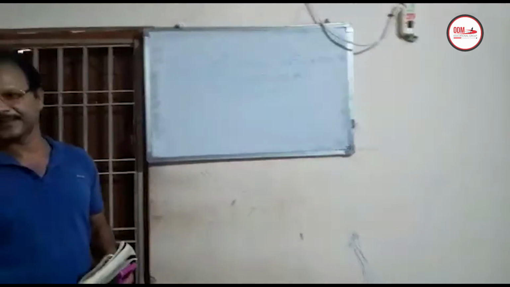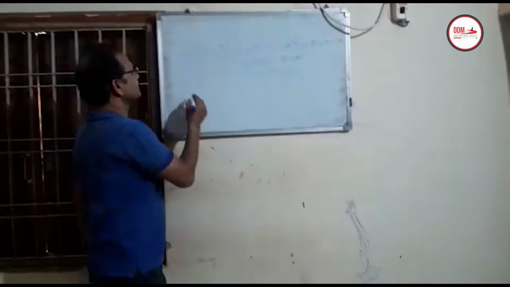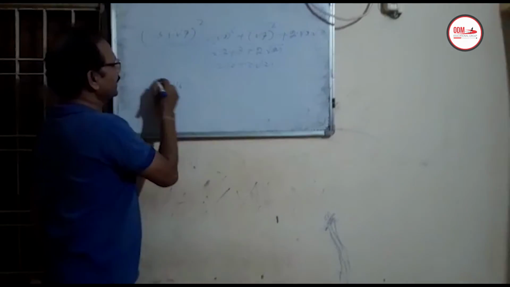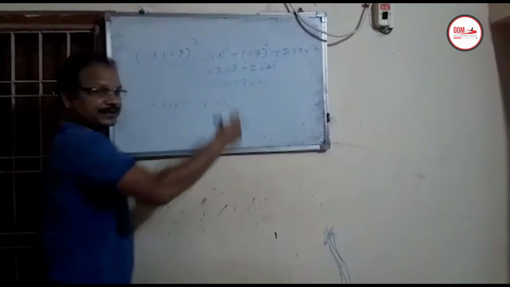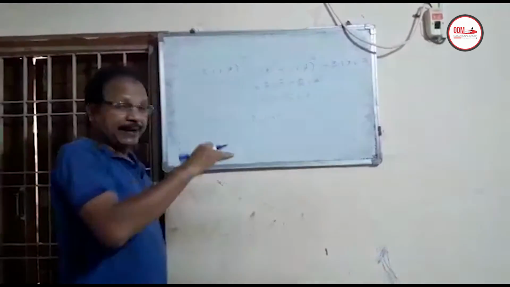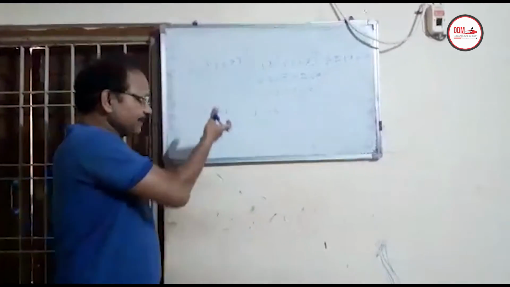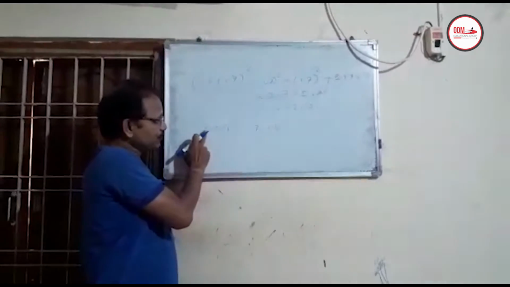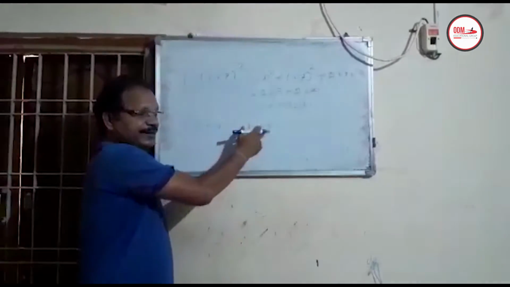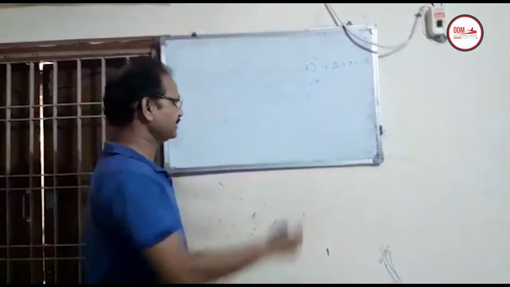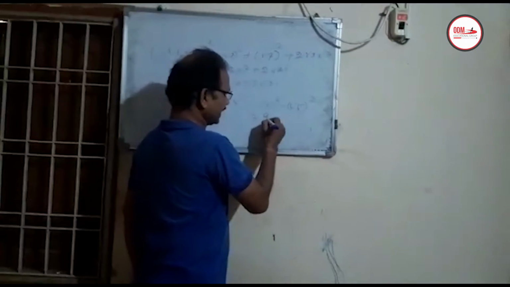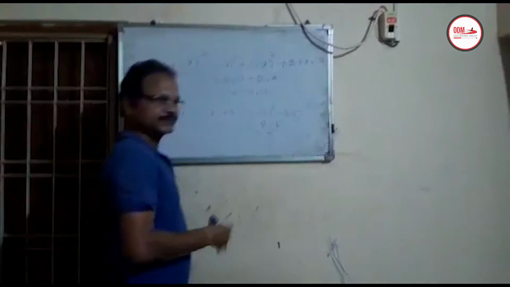Simplify. Another question is given: 3 plus root 5 into 3 minus root 5. Simplify it. You see, can you apply some identity? Is it in the form of any identity? You see, it is A plus B, A minus B. What is the formula? A square minus B square. So that is 3 square minus root 5 square. It means 9 minus 5, that is 4.